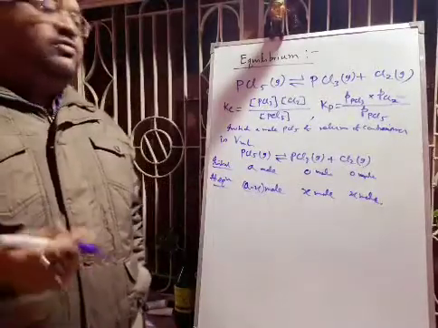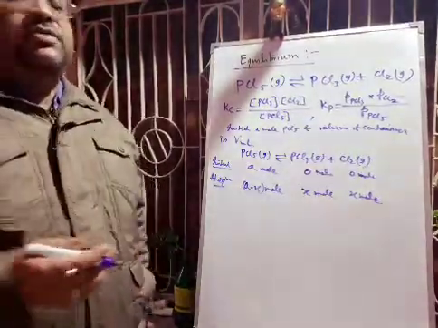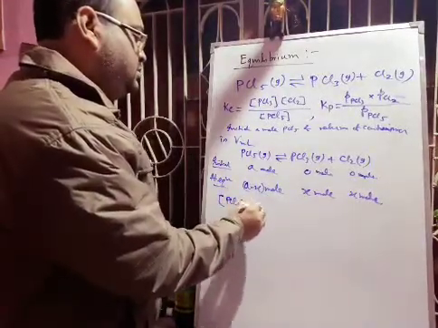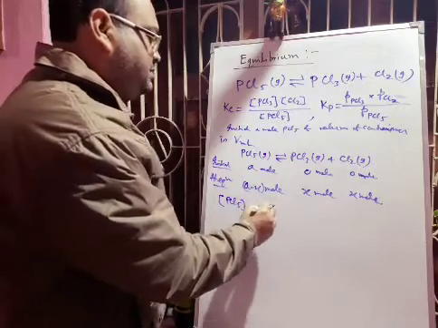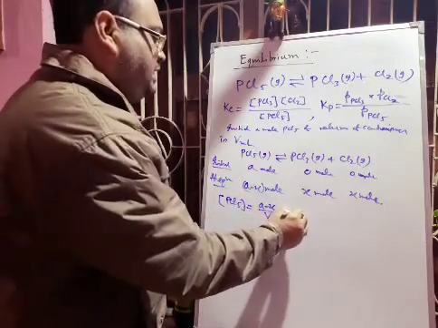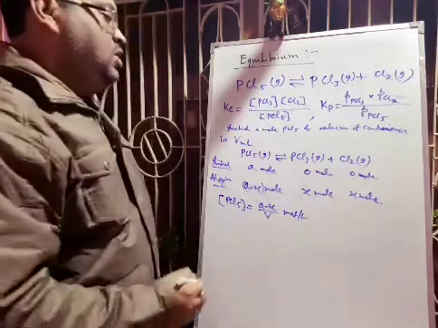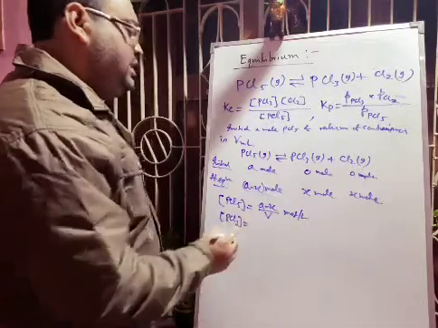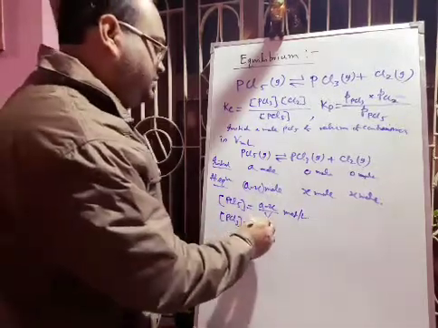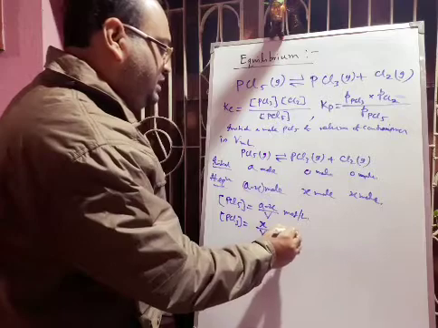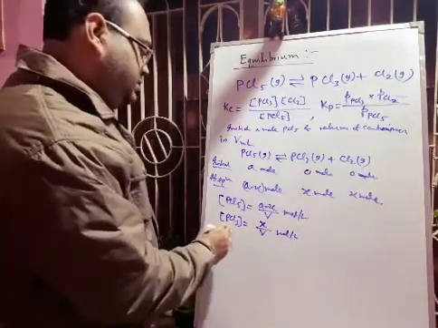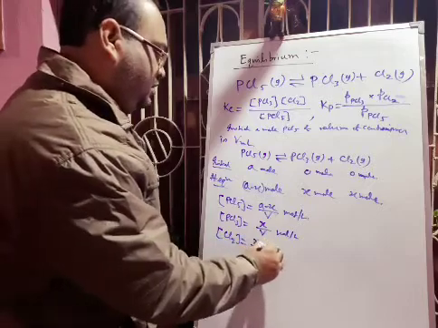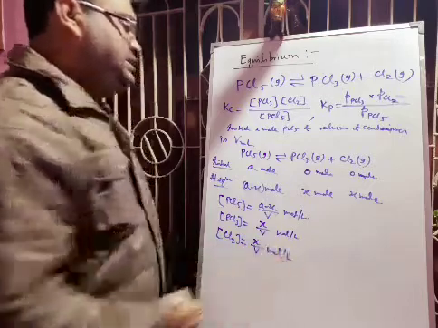Now we have to find out the concentration. So at equilibrium, concentration of PCl5 will be A minus x by V moles per liter. Concentration of PCl3 at equilibrium will be x by V moles per liter, and concentration of Cl2 will be x by V moles per liter. Hope you can understand.